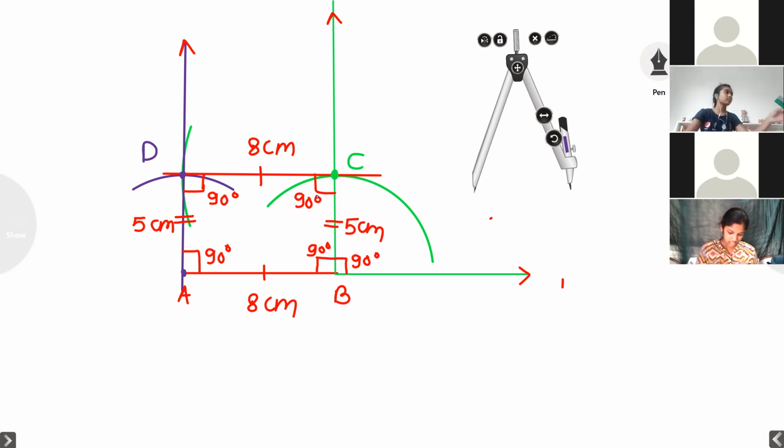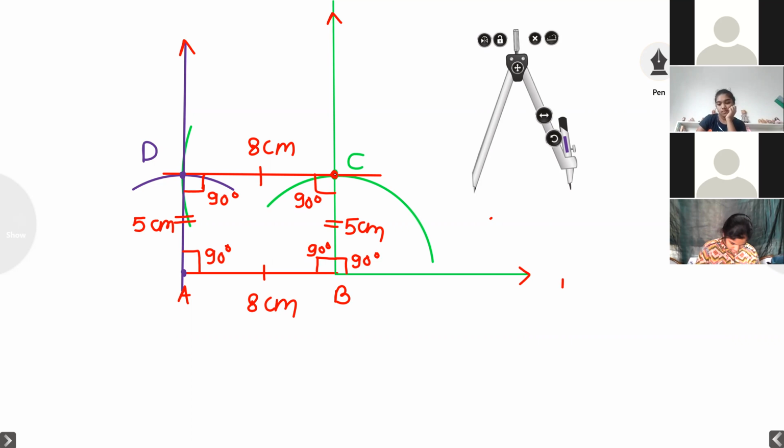I have taken B as a center. I construct a 90-degree angle, and I have taken an arc of 5 centimeter. This arc is touching at this point, which I have taken as C. Again, I take C as a center and draw an arc of radius 8 centimeter. Why? Because the length is 8 centimeter. Now this arc is touching this point, point D, and A and D I have joined. This is the construction of ABCD.